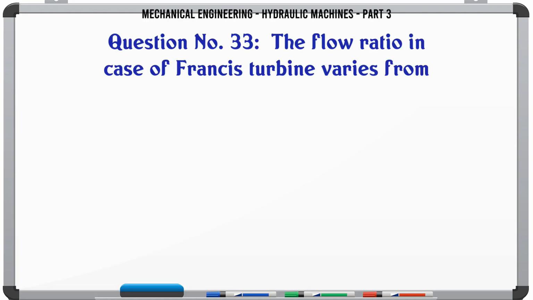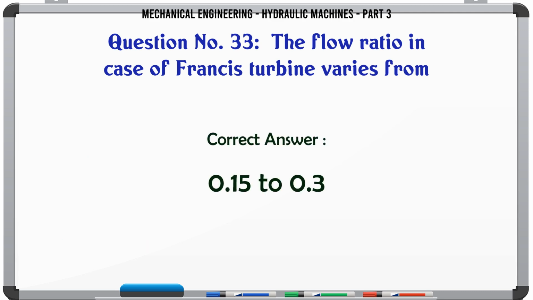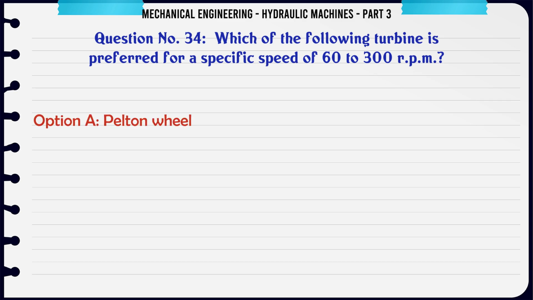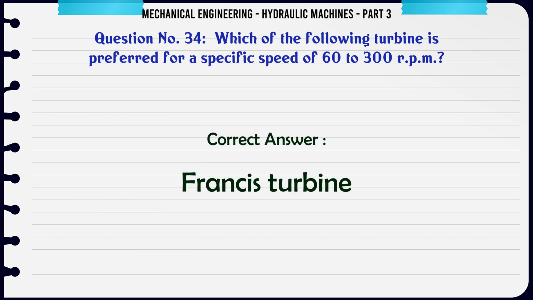The flow ratio in case of Francis turbine varies from A. 0.15 to 0.3, B. 0.4 to 0.5, C. 0.6 to 0.9, D. 1 to 1.5. The correct answer is 0.15 to 0.3. Which of the following turbine is preferred for a specific speed of 60 to 300 rpm? A. Pelton wheel, B. Francis turbine, C. Kaplan turbine, D. none of these. The correct answer is Francis turbine.